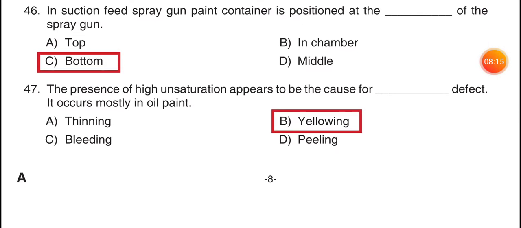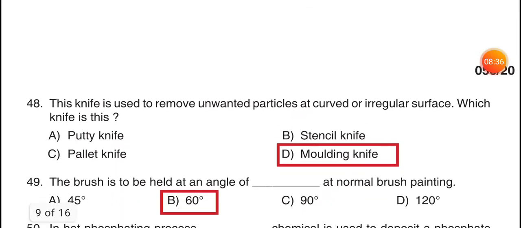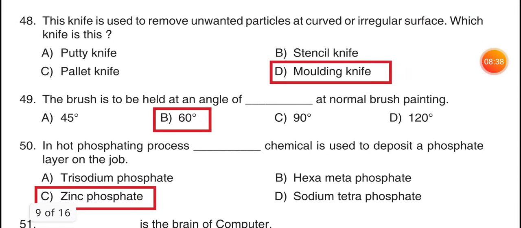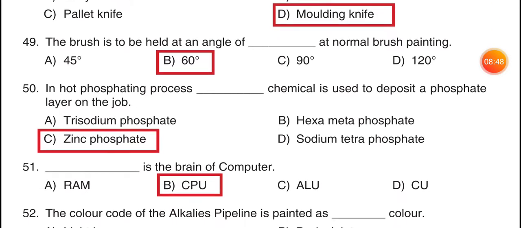46. In suction feed spray gun, paint container is positioned at the dash of the spray gun. Option C, bottom. 47. The presence of high unsaturation appears to be the cause for dash defect. It occurs mostly in oil paint. Option B, yellowing. 48. This knife is used to remove unwanted particle at a curved or irregular surface. Which knife is this? Option D, molding knife.